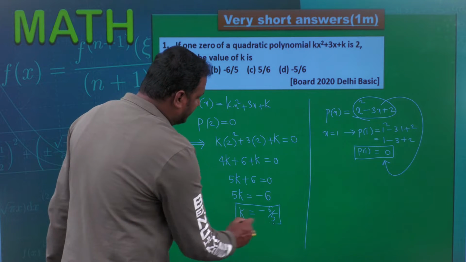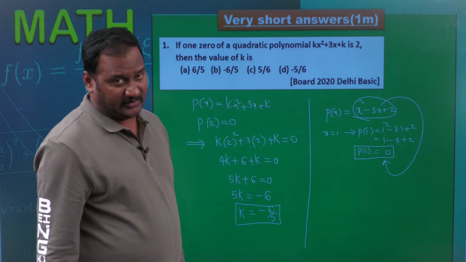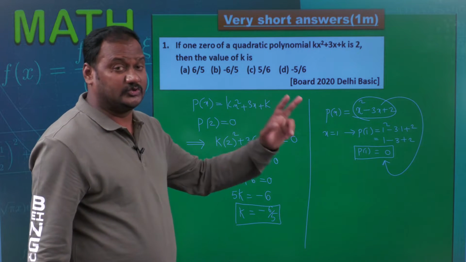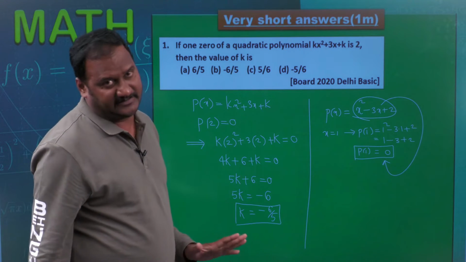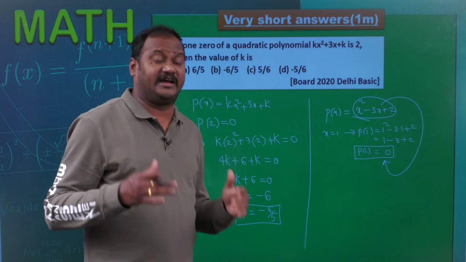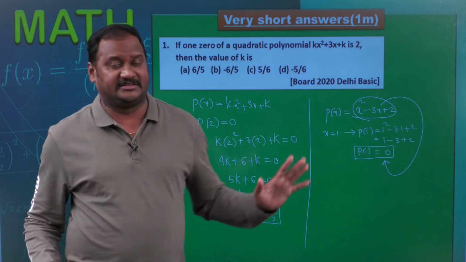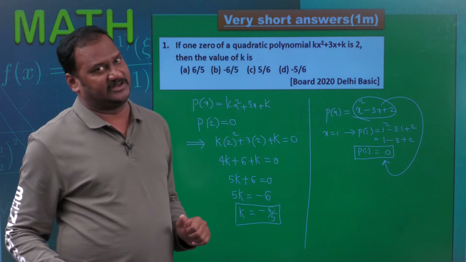This is the value of k for which the given polynomial will be 0, as 2 is a zero of the polynomial. Hope you understand. So zero of a polynomial means, for what value or values of the variable the given polynomial will be vanished, is said to be zero or zeros of the polynomial.